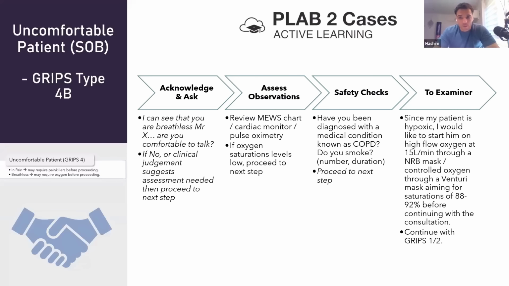So since my patient's hypoxic, I'd like to give him high flow oxygen, 15 liters per minute through a non-rebreathe mask, or if they've got COPD, controlled oxygen through a Venturi mask, aiming for saturations of 88 to 92, before continuing with the consultation. Yeah, because you've got to address that before you start talking to him for 8 minutes, and then just continue with GRIPS again.